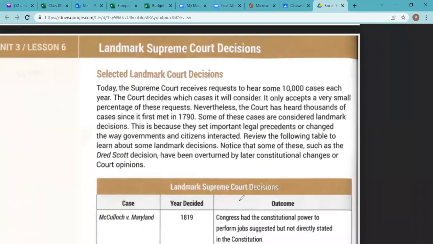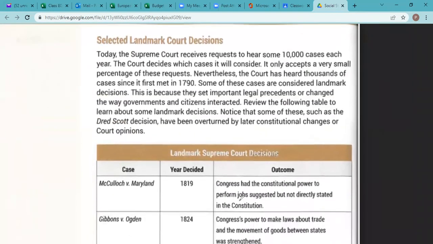The landmark Supreme Court decisions. Like I mentioned, there's a few of them. Today, the Supreme Court receives requests to hear some 10,000 cases each year. Think about it. There's only 365 days in a year. That's a lot of cases that they're getting requests for. So the court is the one that's going to decide which cases it will actually consider. It only accepts a very small percentage of these requests.